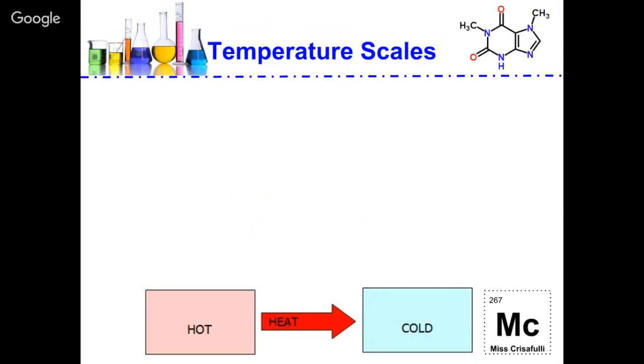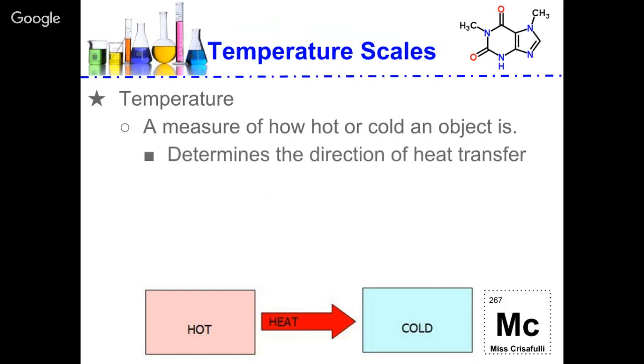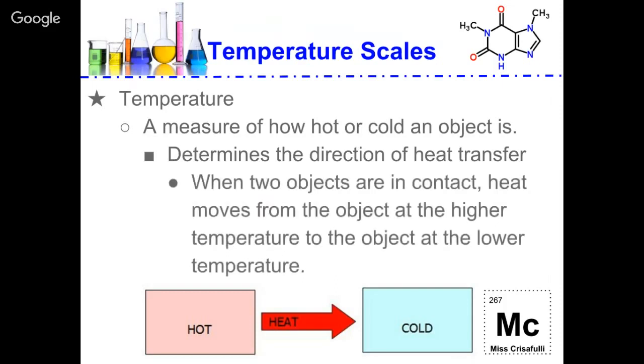And now let's talk about temperature. Temperature is something else that we can measure. It's a measure of how hot or cold an object is, and it allows us to determine the direction of heat transfer. When two objects are in contact, heat moves from the object at a higher temperature to the object at a lower temperature. The biggest thing I want you to remember is that heat moves from hot to cold.